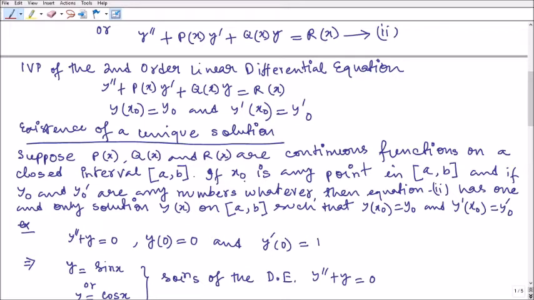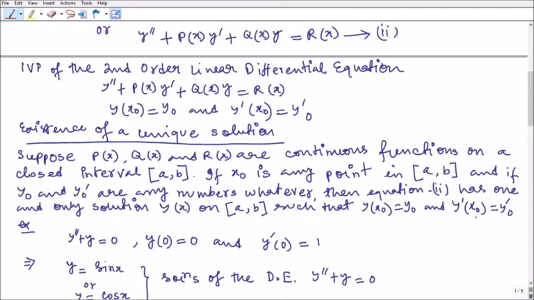Now if x0 is any point in AB, and if y0 and y dash 0 are any numbers, whatever they may be, then equation 2 has one and only one solution, y of x on AB, such that y at x0 is equal to y0 and y dash of x0 is equal to y dash 0.